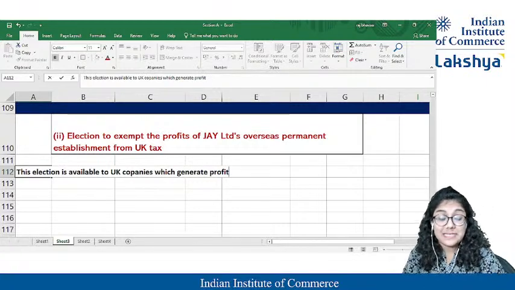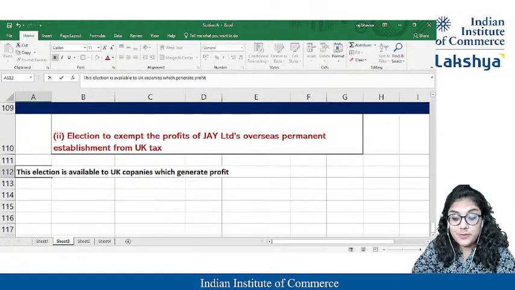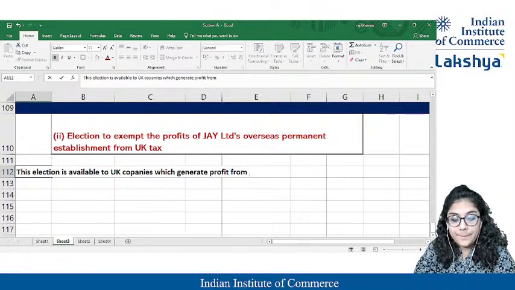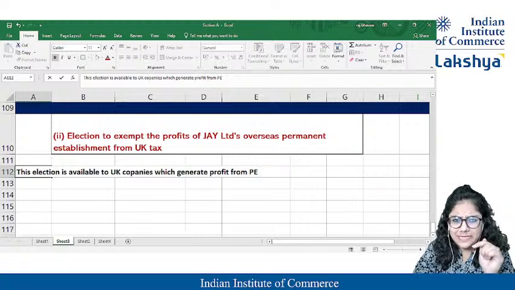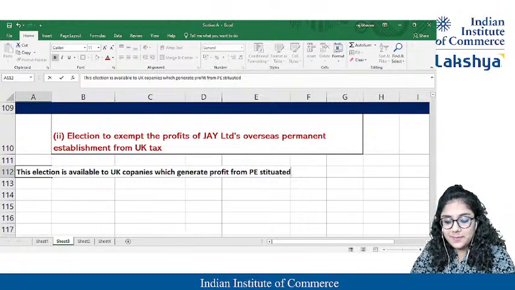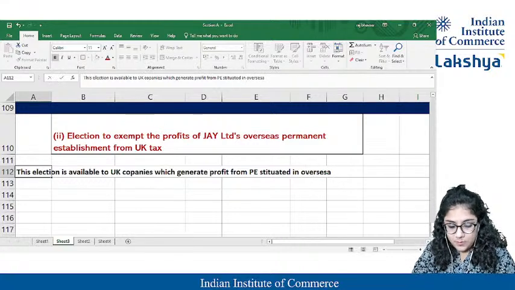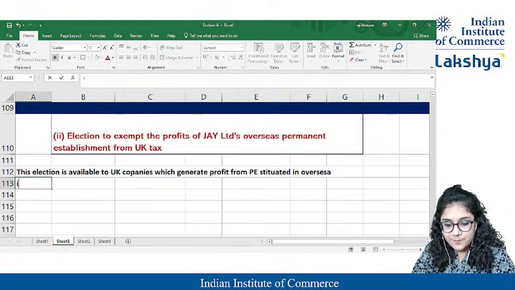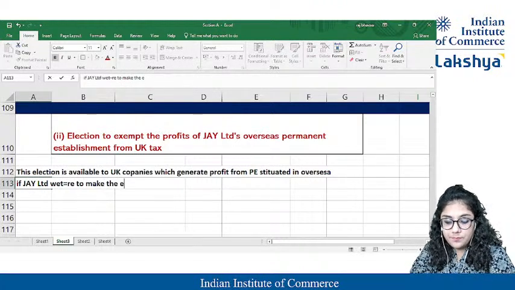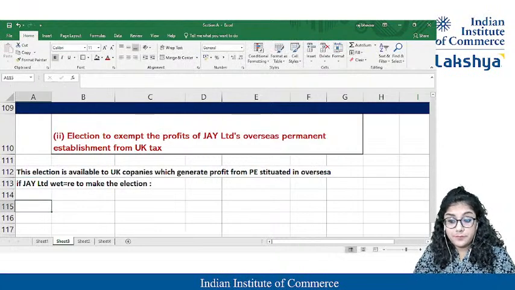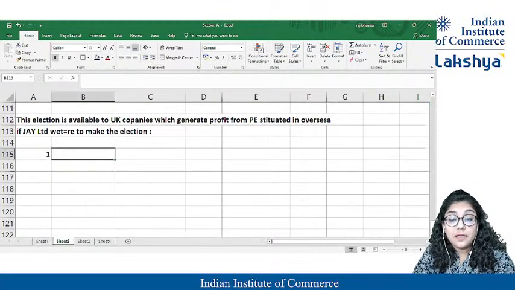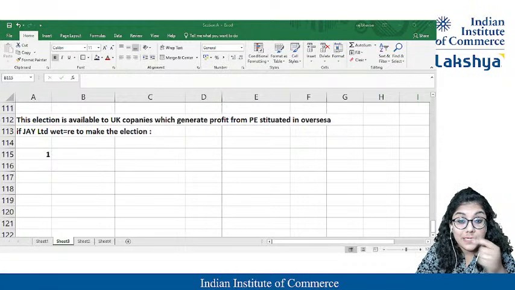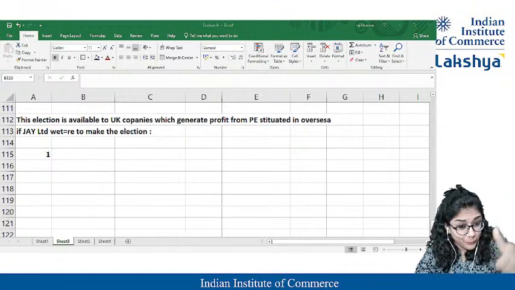but students, please take care of where they are going to generate profits from: from that permanent establishment. Profits from permanent establishments situated not in my country, not in the UK, but somewhere else, overseas. If Jai Limited were to make the election, it has to take care of 2-3 things. Please write that. First, its profit in that country was how much? In that area it was only 13%, but in the UK it is 19%. Extra tax has to be paid if you want to elect.